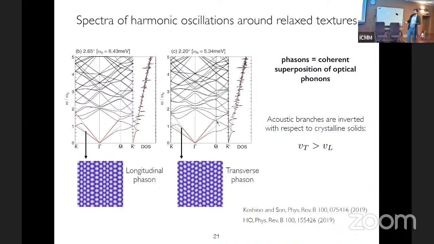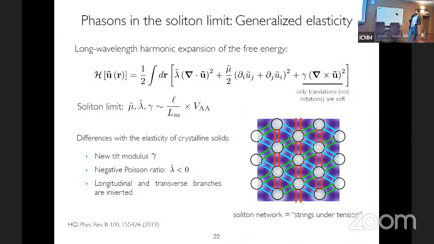There are interesting things in this calculation. Now the transverse phason corresponding to this polarization actually is more energetic than the longitudinal phason. And there are different ways to understand this. The way I understood this is by writing down the effective elasticity for a moiré pattern, which is an expression like this. And there are many interesting things here.